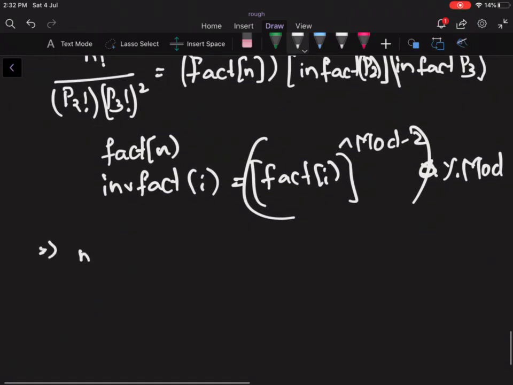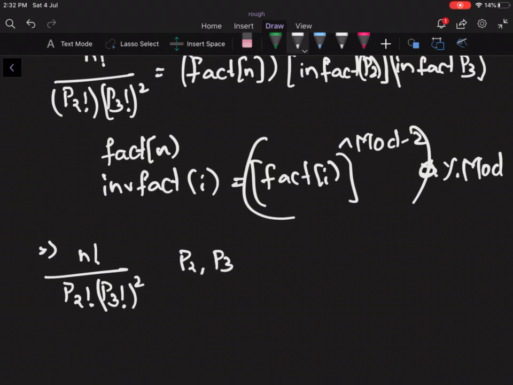So once you can calculate n factorial by P2 factorial, P3 factorial whole squared for given P2, P3, iterate and sum all the possible cases of P2 and P3 such that P2 plus 2P3 is n. The answer will be the same thing.